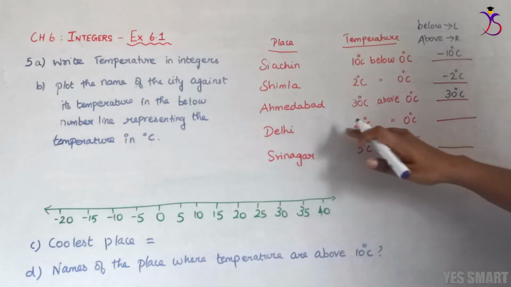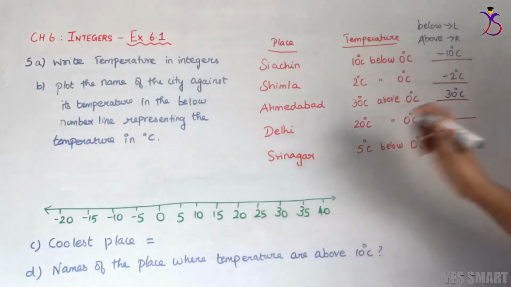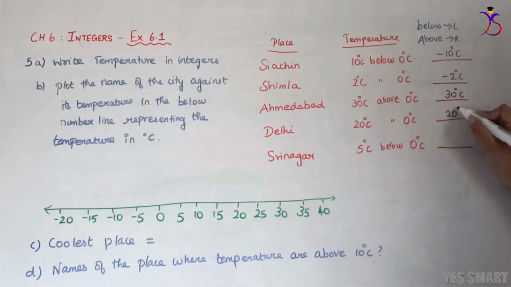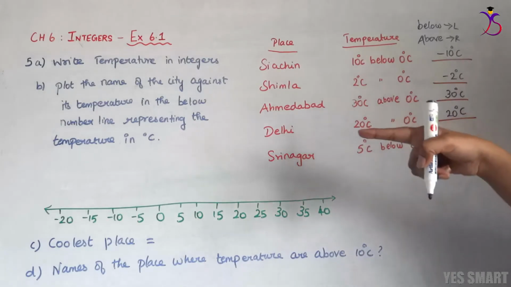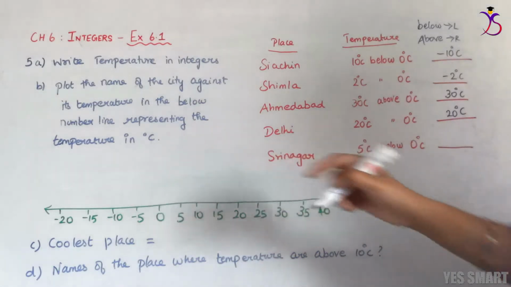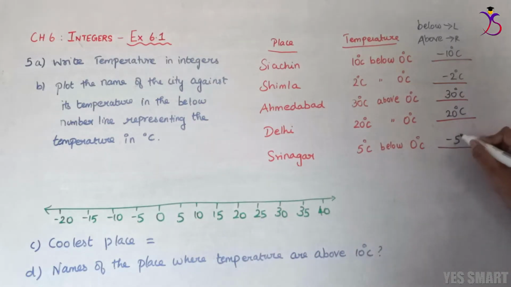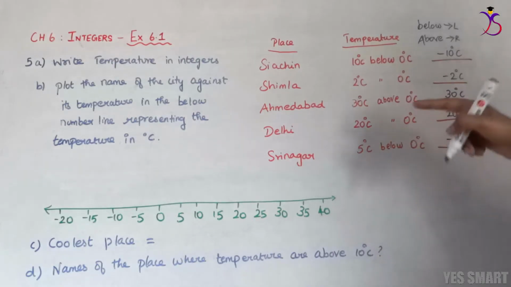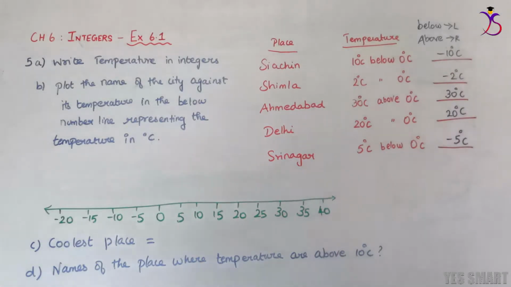Now, Delhi. 20 degrees Celsius above 0 degrees Celsius. Therefore, from 0, we move 20 points to the right side of 0. Hence, we land on 20. Therefore, the answer is 20 degrees Celsius. Similarly, for Srinagar, 5 degrees Celsius below 0 degrees Celsius. Therefore, from 0 degrees Celsius, we move 5 degrees to the left of 0, which is -5 degrees Celsius.